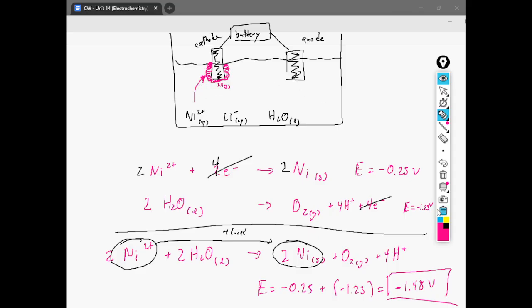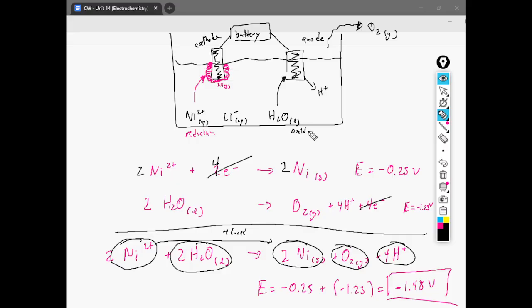And then at the anode, we can see that H2O liquid is turning into O2 gas and H+. So what's going to happen at the anode is H2O is going to be oxidized. It's going to lose electrons, and it's going to form O2 gas. So it's going to form a gas, and it's going to pretty much bubble out. And then you'll also form H+. So this is where the reduction takes place, and this is where the oxidation takes place. Okay, so that is what is happening in an electrolytic cell.